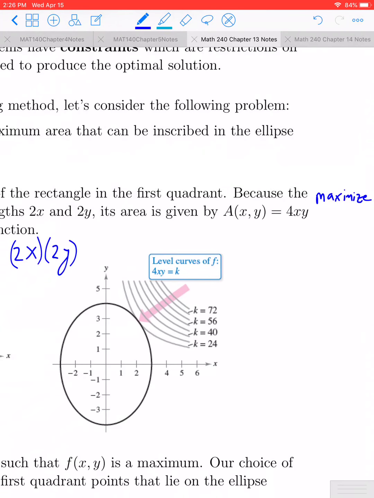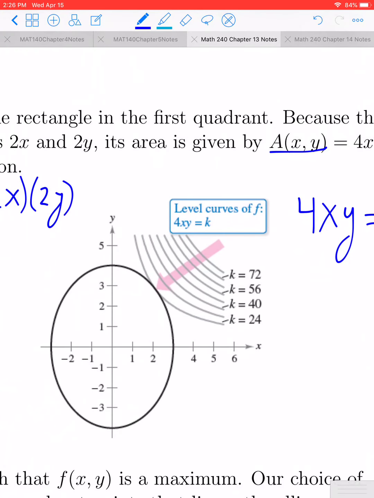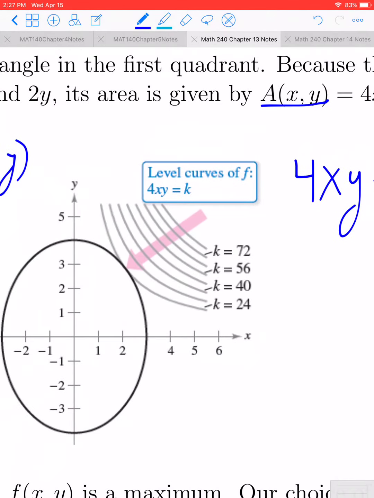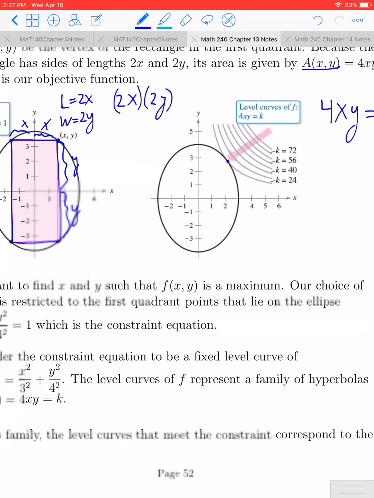One of the things that we can do is think of this area function and consider its level curves. That's thinking of where the outputs would be constants for the various values of k. If we look at some of these graphs of these level curves, these ones would fall outside of the boundary region, for k equals things like 72, 56, 40, etc. And we see that the level curve that would just touch the restricted boundary domain would be when k equals 24 here.